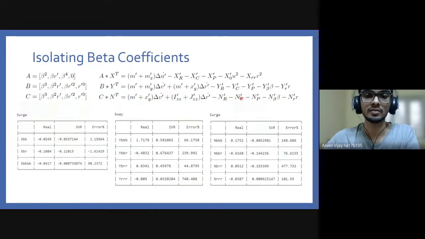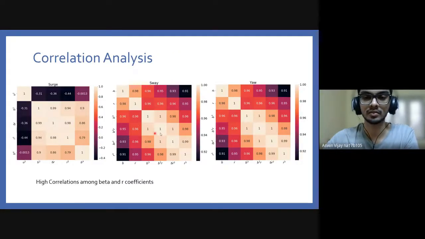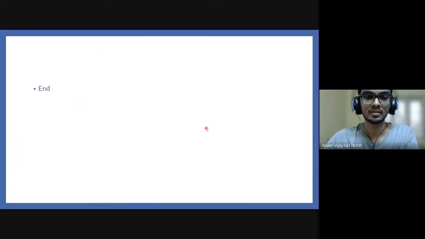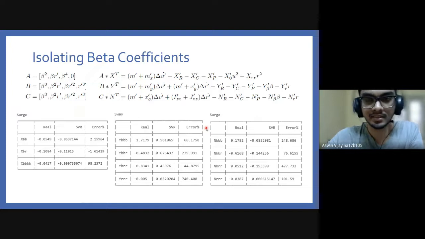By doing this isolation, I was able to reduce it to just 2% error for x beta beta, and for x beta r about 1%. The x beta power 4 term still has a higher error, but it didn't work for sway and yaw here. Sway and yaw still have a very high amount of error, as you can see here. And this is mainly due to this correlation factor being 1 here. Yeah, so that's where I am right now.